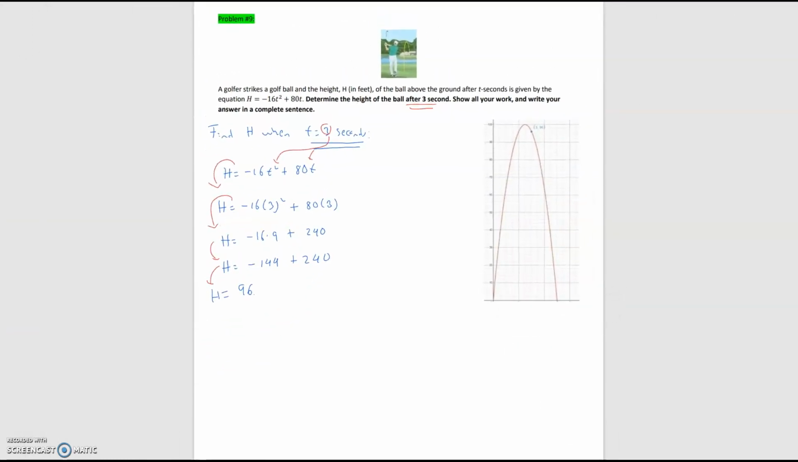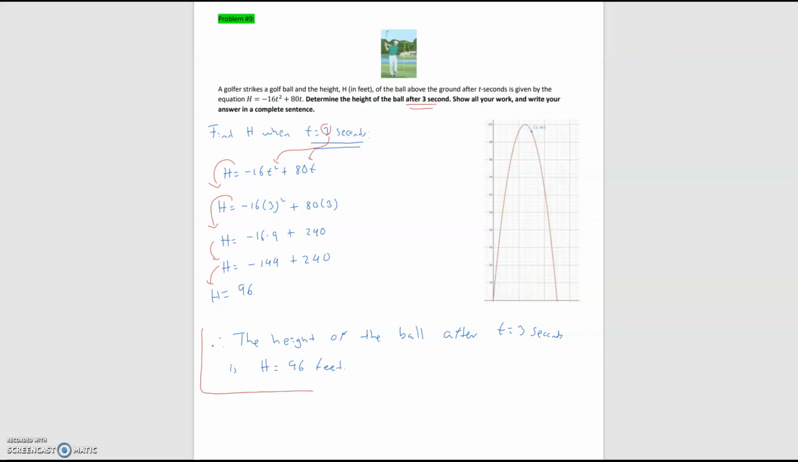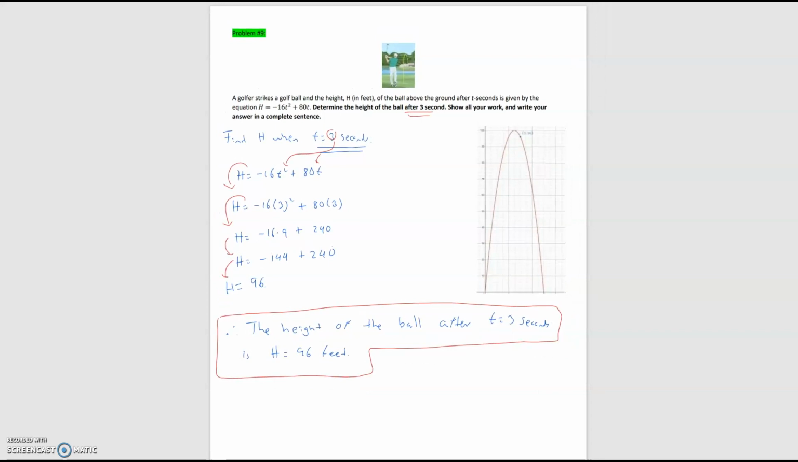Okay, so let me write the final sentence. In this case, the height of the ball after t is equal to 3 seconds is h is equal to 96, and the units are in feet. So 96 feet. And that's actually it for this problem.